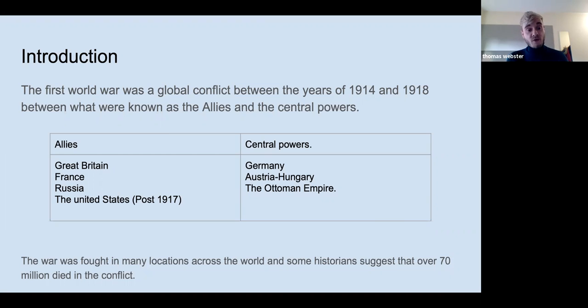And really what we want you to get from this is that there is a focus on those countries and those powers, and it's gone away from a world war perspective, and that's what we want to talk about, how it was a world war. There were many different countries, many different peoples that were instrumental in the war, and we want to broaden that horizon, get away from that Anglo-centric, European perspective. And underneath, as you can see, the war was fought in many locations across the world, and some historians suggest that over 70 million died in the conflict.